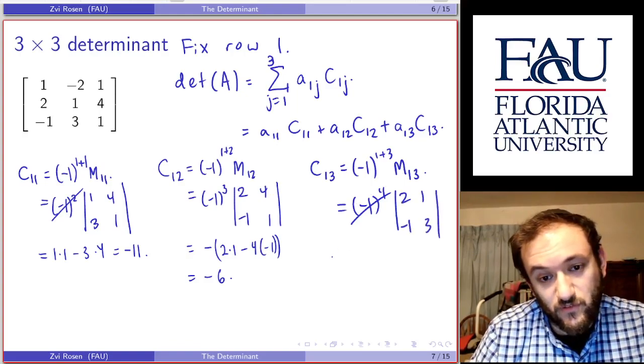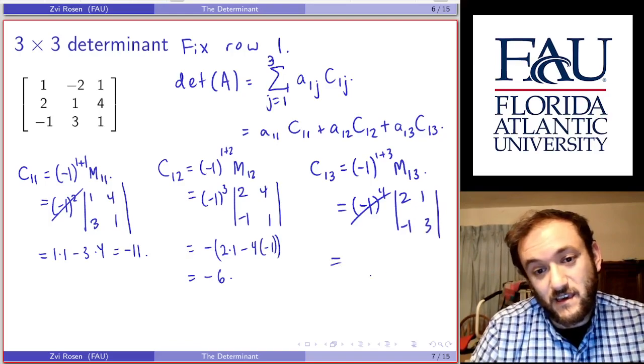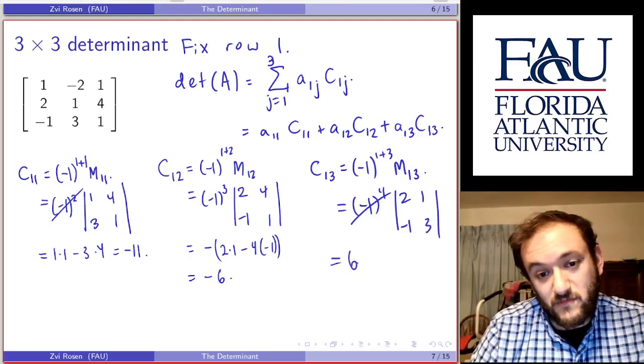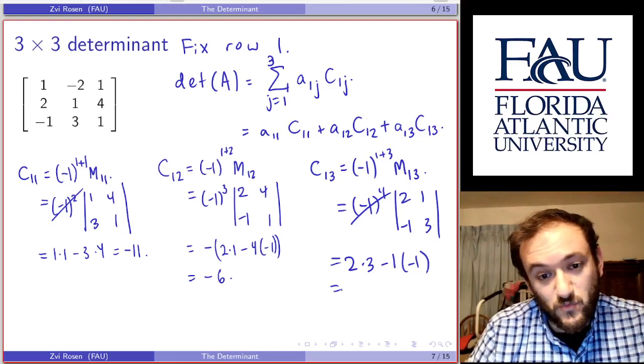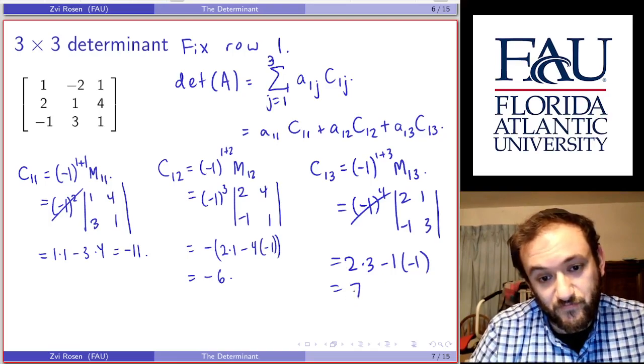Okay, and we know the formula for that determinant. That's 2 times 3 minus 1 times -1. That's going to be 6 plus 1, or 7.